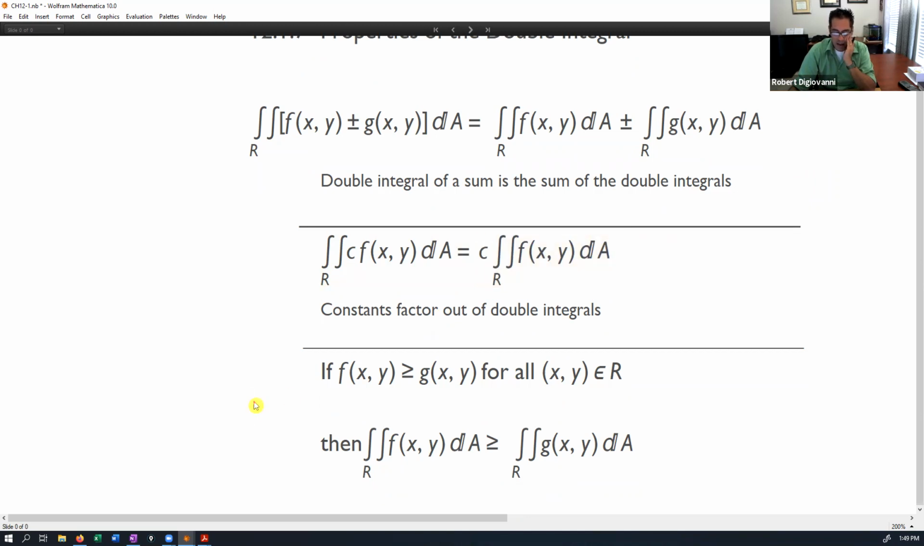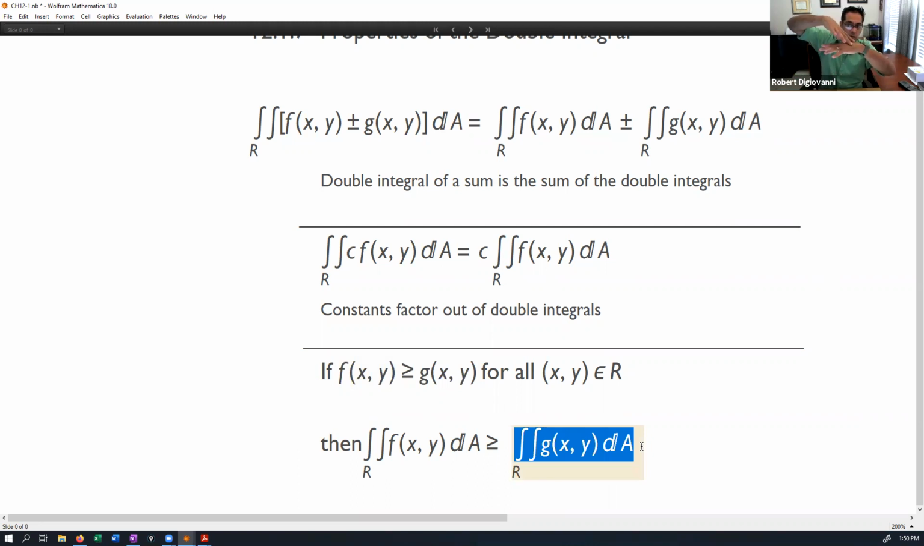This next property, I think, is intuitively clear. If you have some surface, f of x, y, that's always bigger than or equal to some other surface, that means you have a surface f that is always above some surface g. Well, they might touch somewhere, but f is always above or equal to g. Then the volume under f must be bigger than the volume under g, because the f surface is always above the g one. So you're going to have more volume under the f than you would the g.